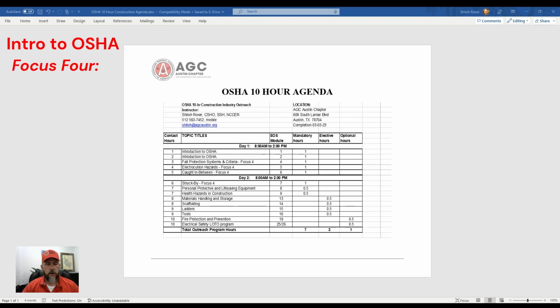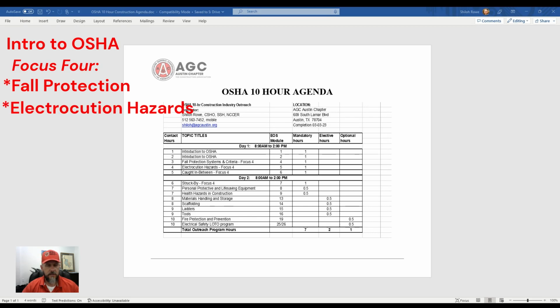Then you're going to get into what we call our focus 4. You're going to cover fall protection. You're going to go over your fall protection systems and your criteria. We're going to cover electrocution hazards, and we're going to cover caught in between hazards. And the last of the focus 4, we picked that up on our second day of training. We're going to go into struck by. And those are portions that are required under the mandatory training.